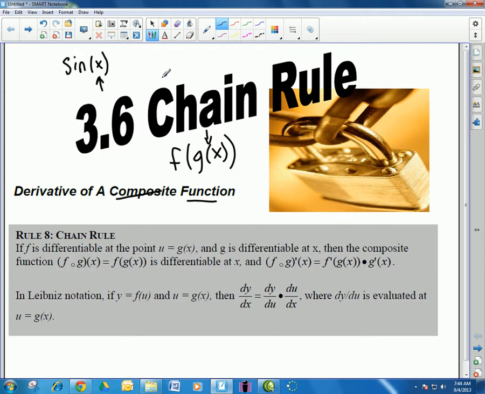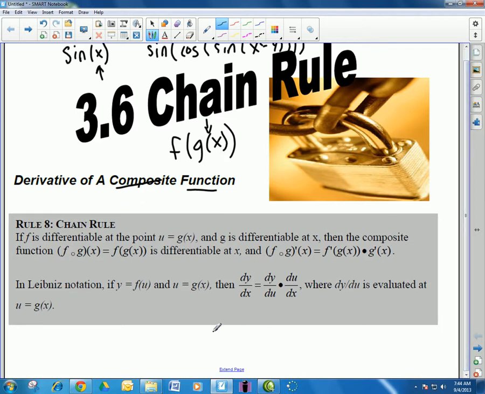Remember, there can be more than one inside function, meaning you could have the sine of the cosine of the sine of x squared minus 4. So you'd have several functions to figure out their derivatives and use the chain rule over and over again. And in the last problem that we do, we're going to use the chain rule a few times. So first of all, you have to know what the chain rule is.